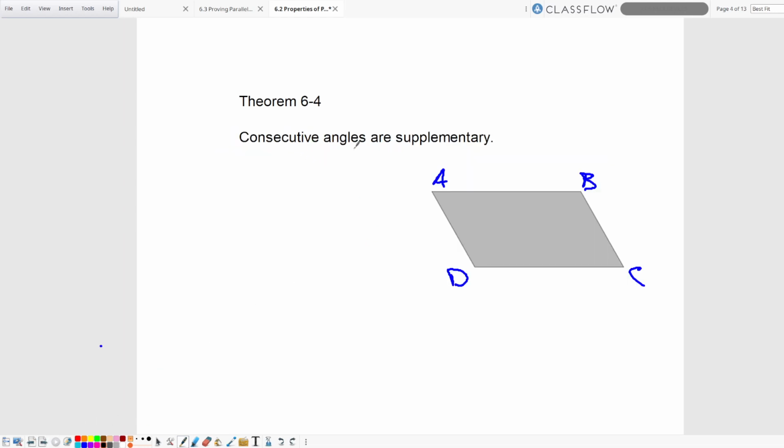So consecutive angles are supplementary, which means that if this angle is, let's say, 30 degrees, then the angles that are directly next to this have to add up to 180 degrees. So if this is 30, this angle would have to be 150, but then this angle would also have to be 150 because it is consecutive with the same angle.